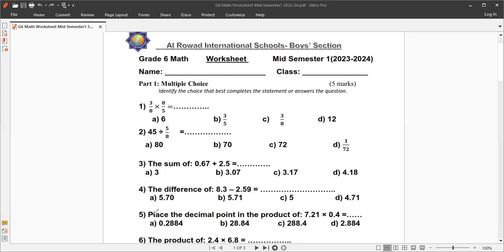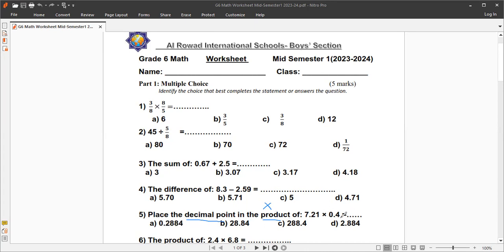Next question. Place the decimal point in the product. Product means multiply of 7.21 multiply 0.4. In this case, he multiplied, but he wants me to put the decimal place only.